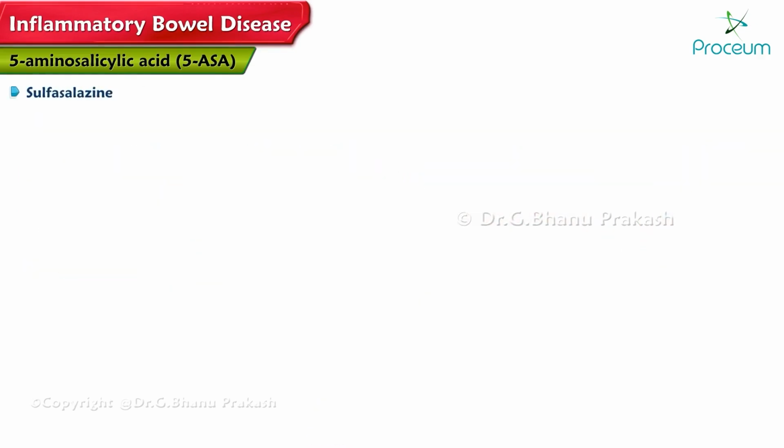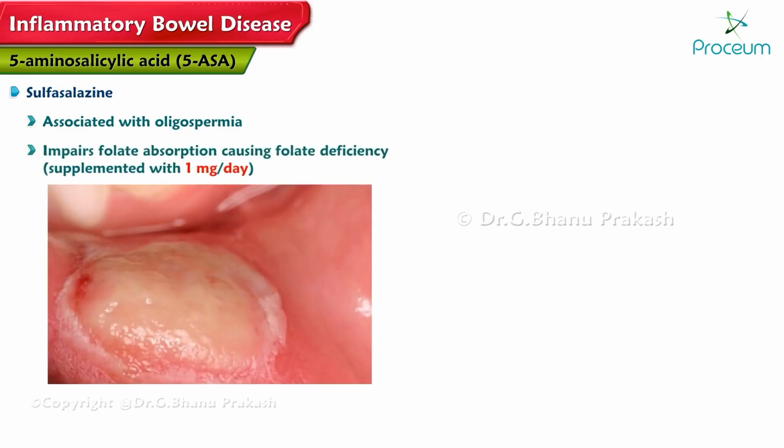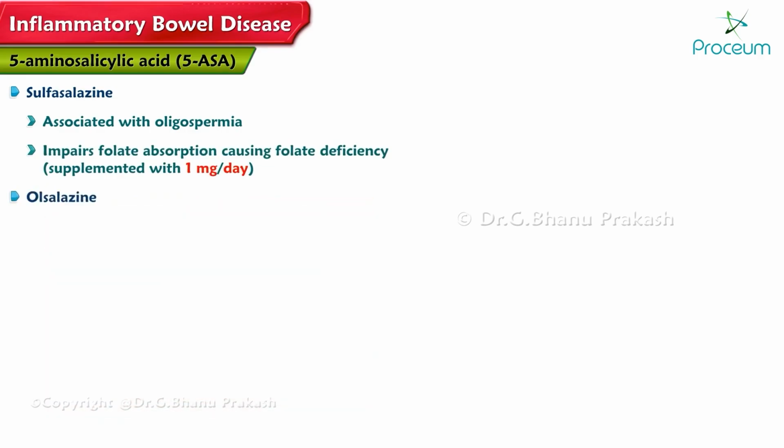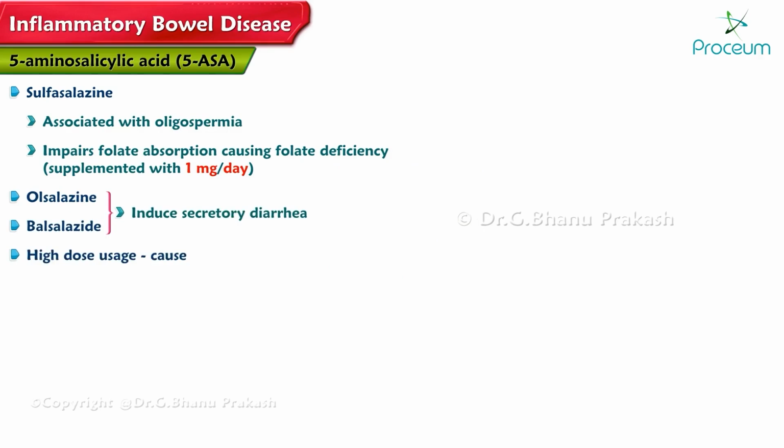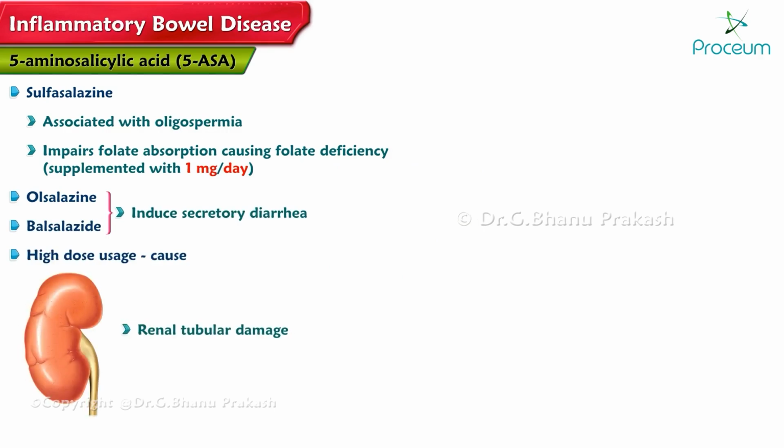Sulfasalazine is known to be associated with oligospermia and impairs folate absorption, causing folate deficiency, so it is supplemented with 1 mg per day. Olsalazine and balsalazide induce secretory diarrhea. High-dose usage may cause renal tubular damage, interstitial nephritis, colitis.